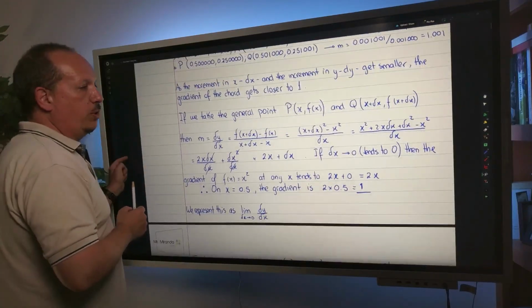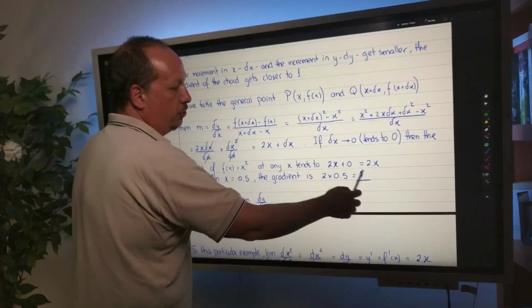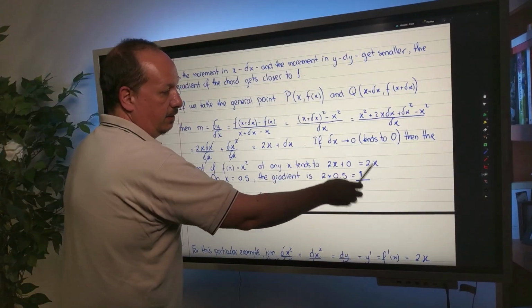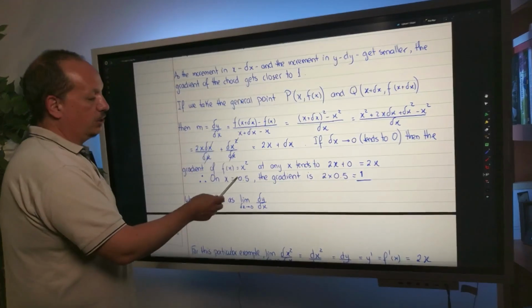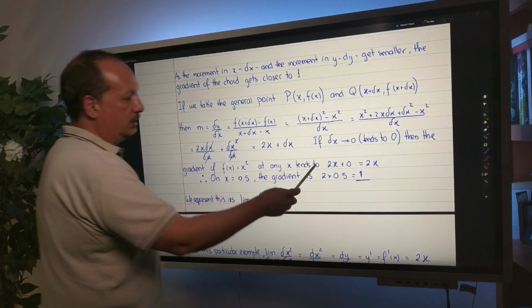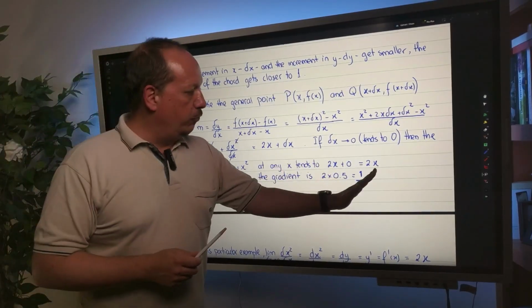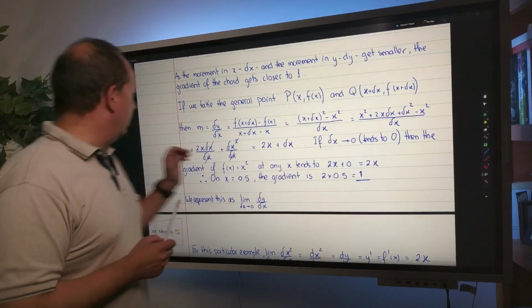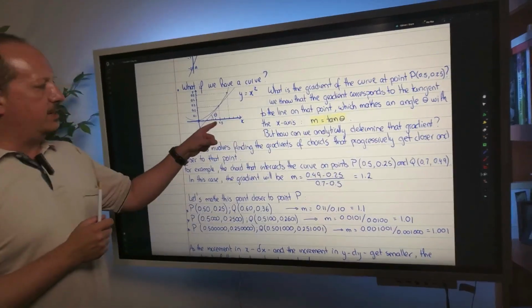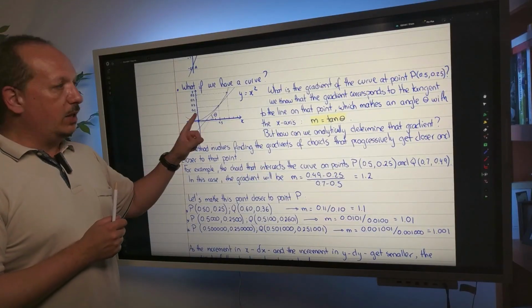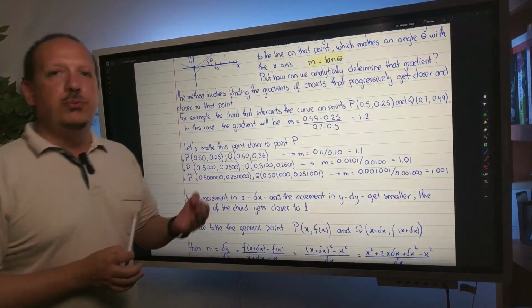So on the point that we are studying, which is point 0.5, what is going to be the gradient? Well, just substitute on this function. Don't forget, this is a new function, if you look at it. Just substitute x by the point that you are studying, which is 0.5. Then you have 2 times 0.5, 1. So you have proven beyond any doubt that the gradient of the function x squared on point 0.5 is 1. A little while ago, it seemed that it was tending to 1, but now you have proven it.